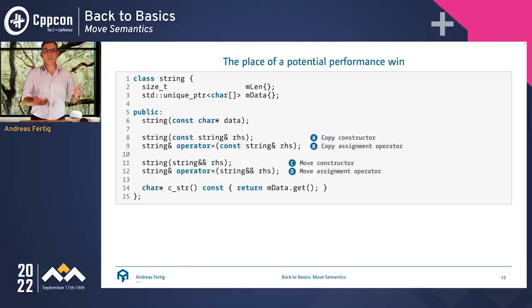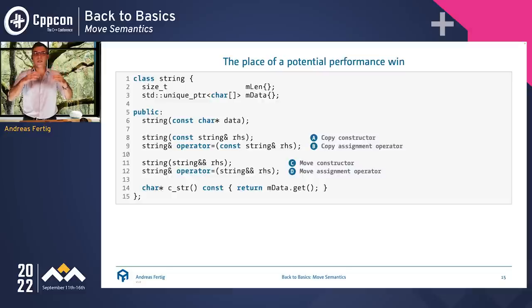And then in line 6, I have a constructor taking a const char star, of course, it's a string. And then in line number 8 and 9, you can see the copy operations, the copy constructor and copy assignment operator. You know them as well. So that's fine, nothing new. New is line number 11 and 12. These are the move constructor in C and the move assignment operator in D. So these are the two new functions.